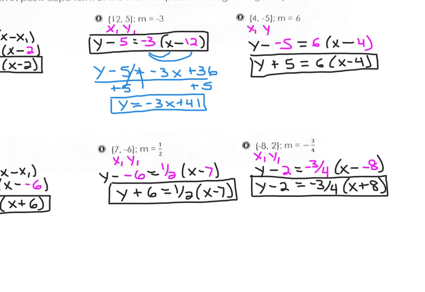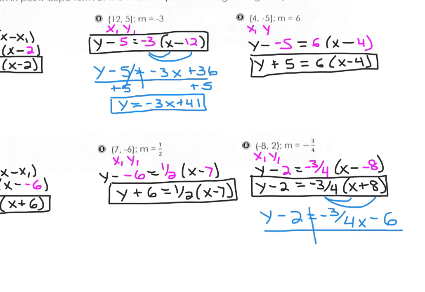Now we want to go ahead and turn that into slope intercept form. So we're going to begin by distributing our -3/4 to everything inside the parentheses. So that would give us -3/4 times x would be -3/4 x. When we take a -3/4 times a positive 8, that's going to give us a negative 3 times 8 is 24, divided by 4 is 6.